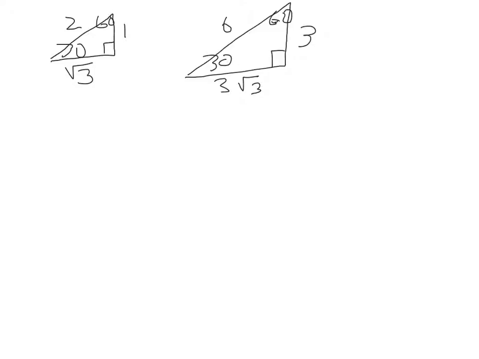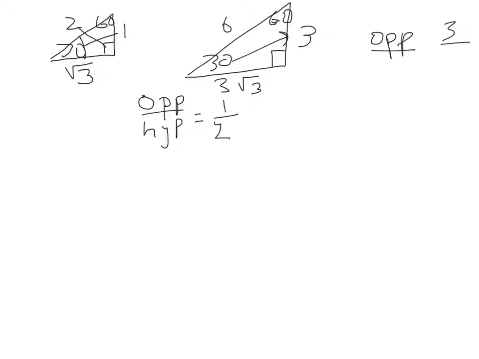So mathematicians started looking at the ratio of the sides. For example, they looked at the opposite side of the angle that they were interested in over the hypotenuse. So if we look at angle 30, for example, opposite the 30 is 1, and the hypotenuse, which is opposite the right angle, is 2. So that ratio would be 1 over 2. Well, in the larger triangle, the opposite side of the 30 degrees is 3, and the hypotenuse is 6, and that ratio reduces to be exactly the same.